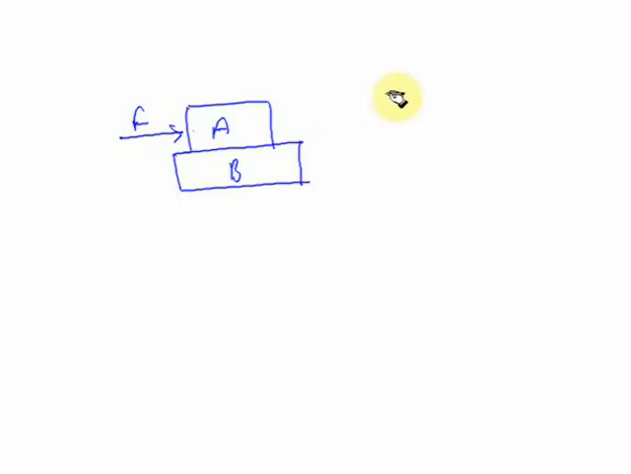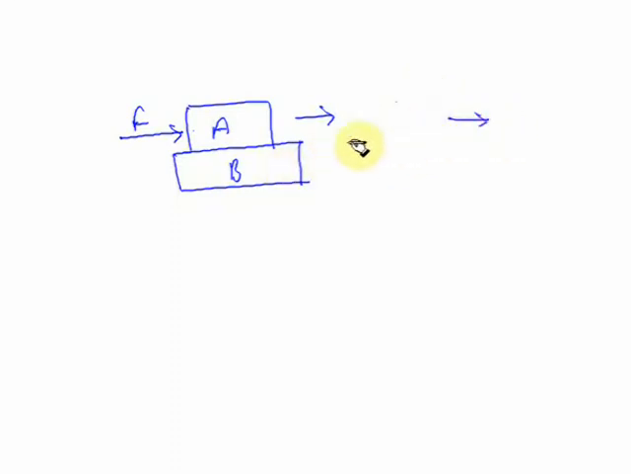So suppose we have two blocks, block A and block B. This is block A and this is block B, and both these blocks are in contact. Now suppose a force F is applied to block A in the right hand direction. So block A will try to move in the right hand direction. Now the motion of block A with respect to block B is in the right hand direction.